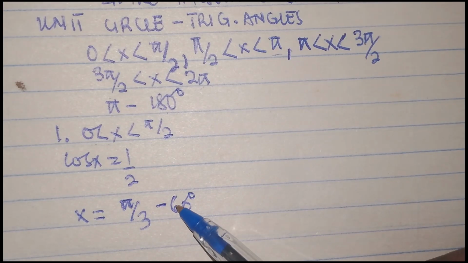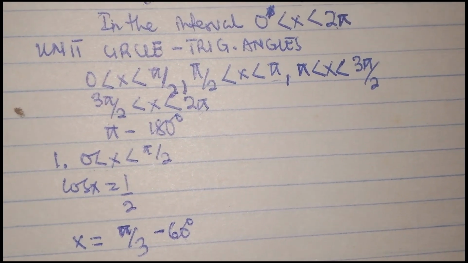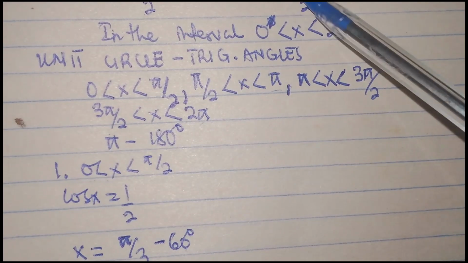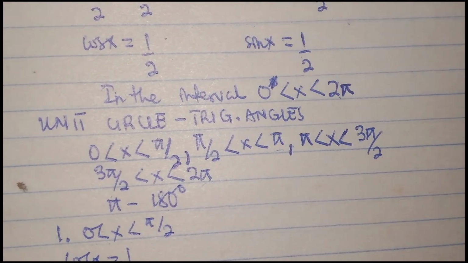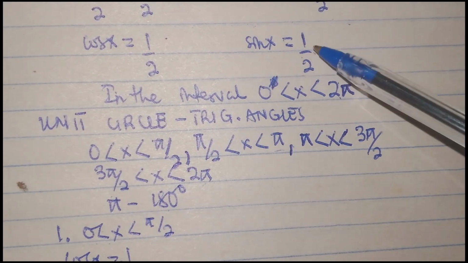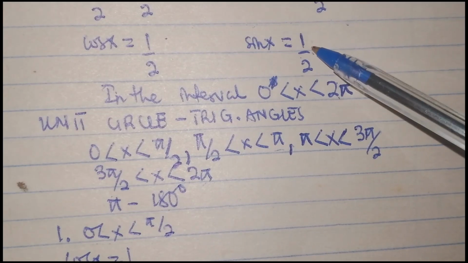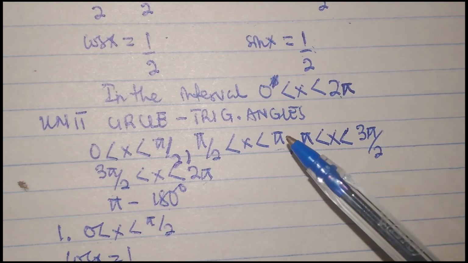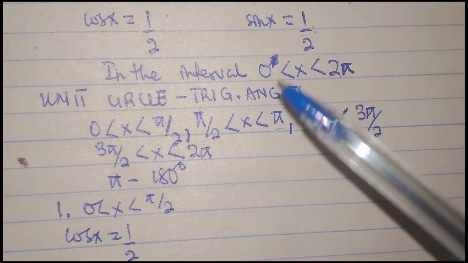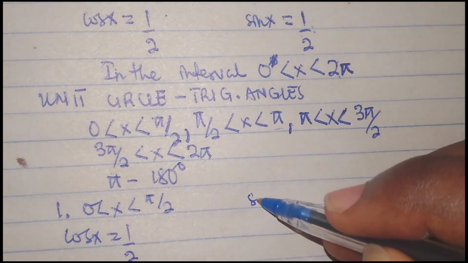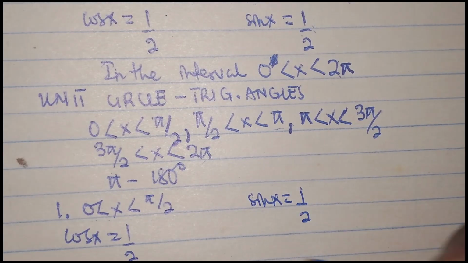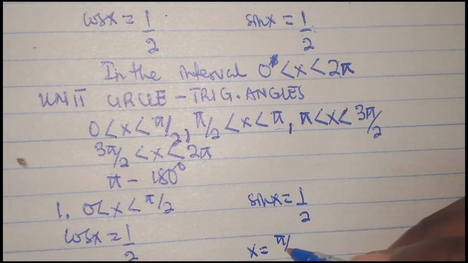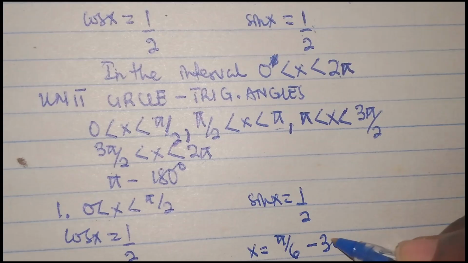Is that okay? Okay. So now we look at sine x, which is equal to half. Now if sine x equals half, and we're looking at 0 less than x less than pi on 2, you know that automatically x is equal to pi on 6, which is the same as 30 degrees.